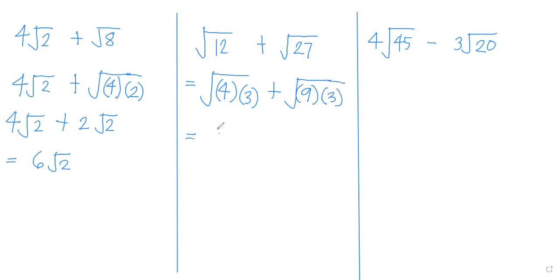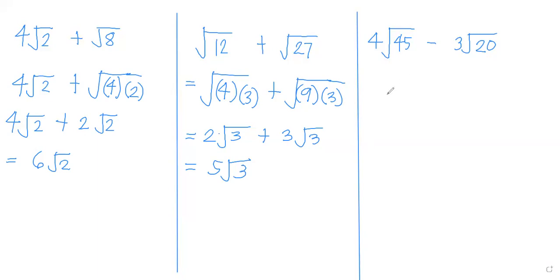Again, we are breaking down the numbers, making sure that one of the factors has a perfect root. And in this case, 4 has a perfect root and 9 also has a perfect root. So both of the numbers can be taken out of the radical sign. So the radical expressions are now transformed into this. Since we now have similar radicals, we can directly add them. So the final answer is 5 square root of 3.